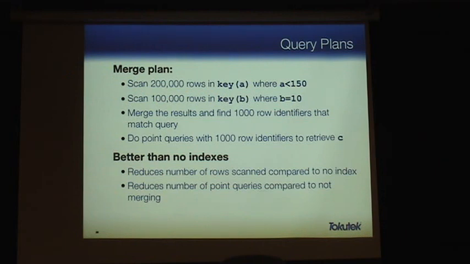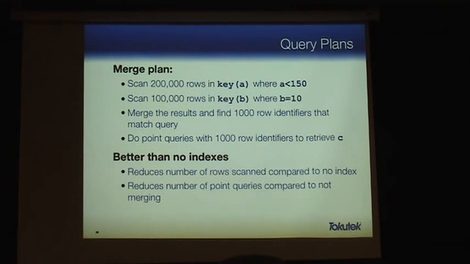In our example, the row identifiers were the primary keys. So it figures out what all the primary keys are that match this, and what all the primary keys are that match that. Then it merges the two sets of primary keys, and it comes up with the 1,000 row identifiers, or primary keys, that match the query. And then it does the point queries with the 1,000 row identifiers.